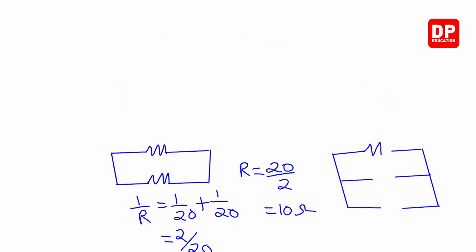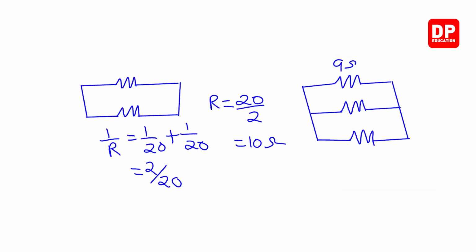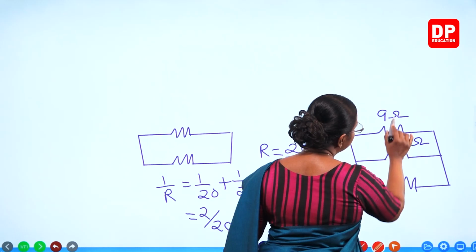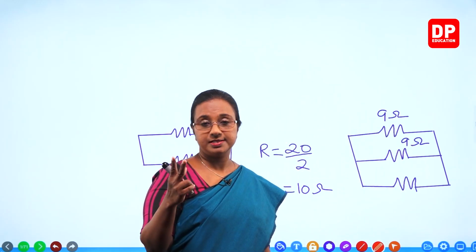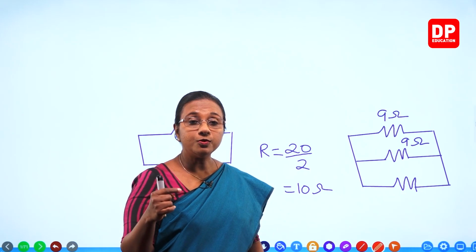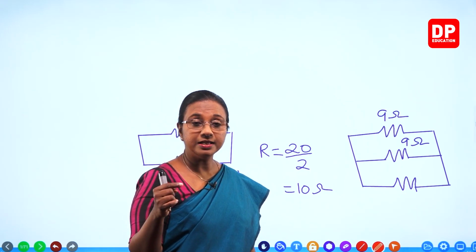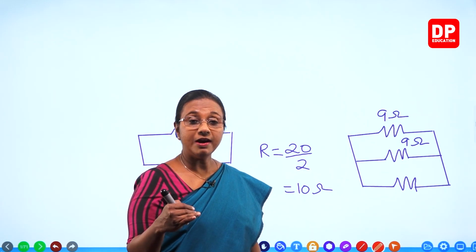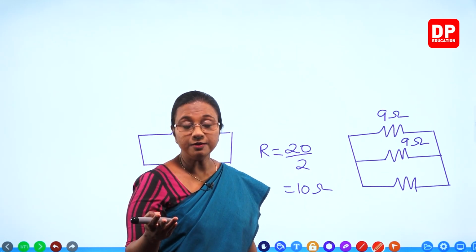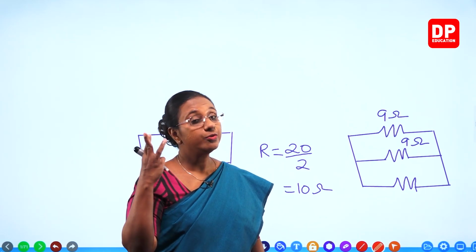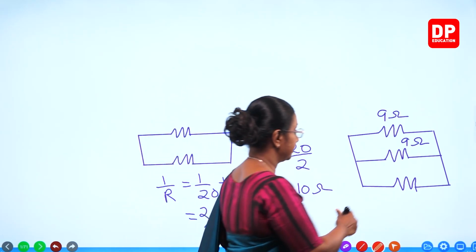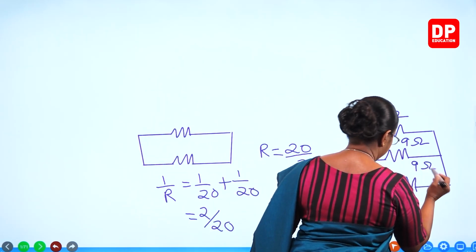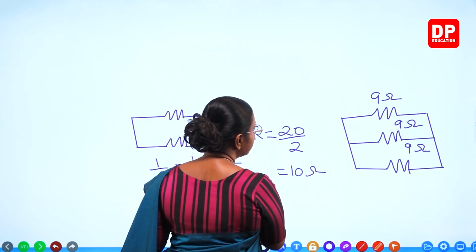We will have 9 ohm, 9 ohm. If you only have 2 9 ohm resistors, it will be 1 over 9 plus 1 over 9, so it will become 2 over 9. If you divide 9 by 2, it's only going to be 4.5 ohms. So you need to have 3 9 ohm resistors.